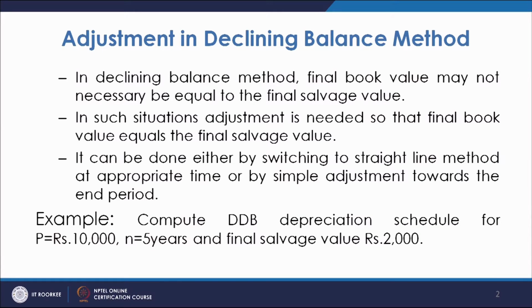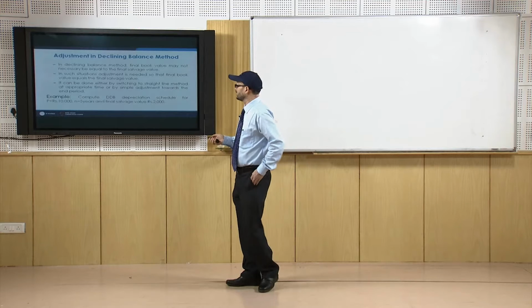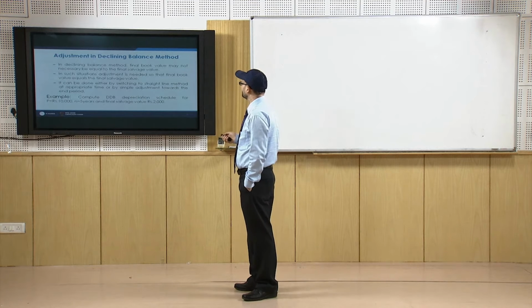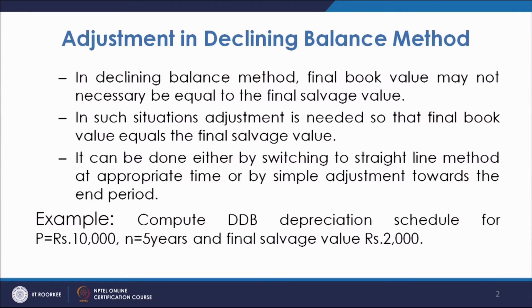It can be done either by switching to straight line method at appropriate time or by simple adjustment towards the end period. So, let us see if we have a question like this, where you have to use the DDB depreciation schedule for this data given. First cost is 10,000 rupees, life is 5 years and final salvage value is rupees 2000.